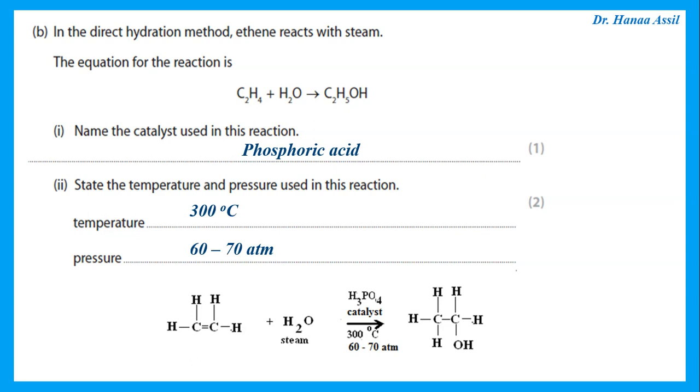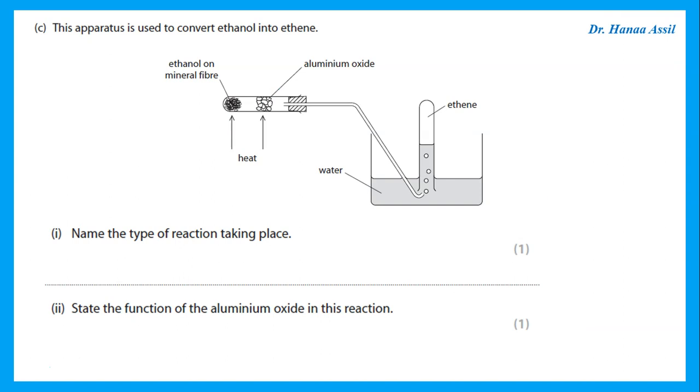Please remember these conditions. These are the conditions for addition of steam to ethene. This apparatus is used to convert ethanol into ethene. So this is the opposite. Now I'm starting with ethanol and I want to change it to ethene. This type of reaction is dehydration. If I'm trying to remove water from the ethanol in order to change it into ethene, this is dehydration.